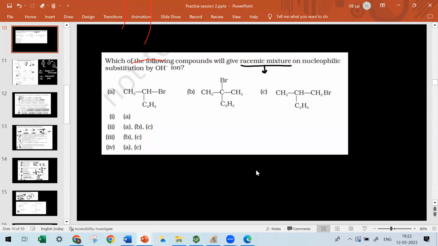Is it SN1? Yes, it is SN1, right? So SN1 will always give racemic mixture. Which compound shows SN1 reaction? The tertiary. Okay, anything which has a tertiary carbon will undergo SN1 first of all. So which one has a tertiary carbon? Tell me in this. Option B. B has a tertiary carbon. So this is definitely one which will give racemic mixture.